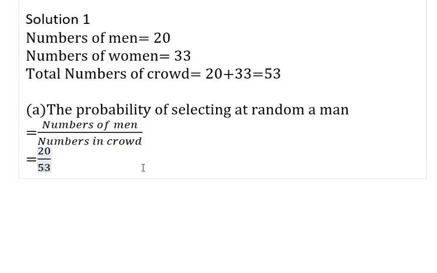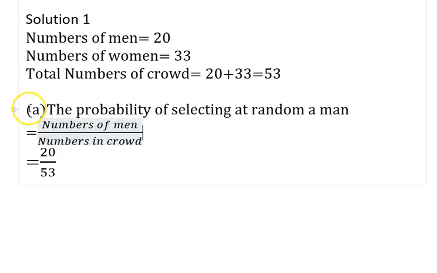Awesome. So, can this cut out? This is a proper fraction anyway. Can they cut? No, because 2 can go in 20, but 2 cannot go in 53. So that means we are going to leave our answer in this form. So that's the probability of selecting at random a man from this crowd.